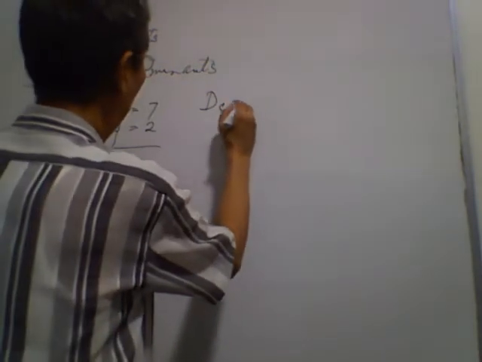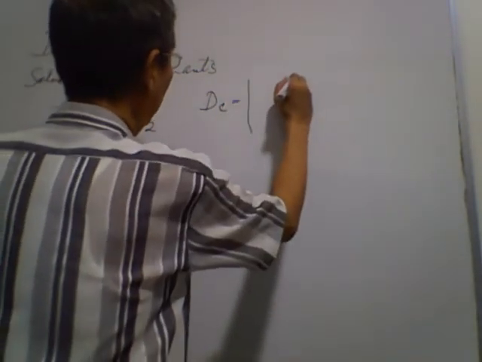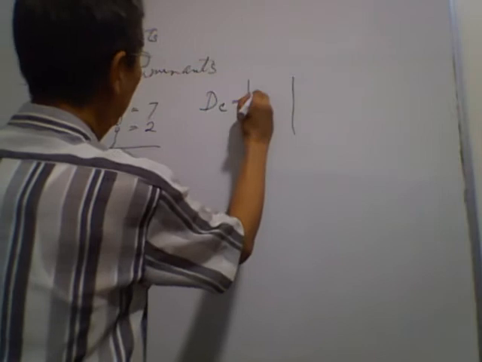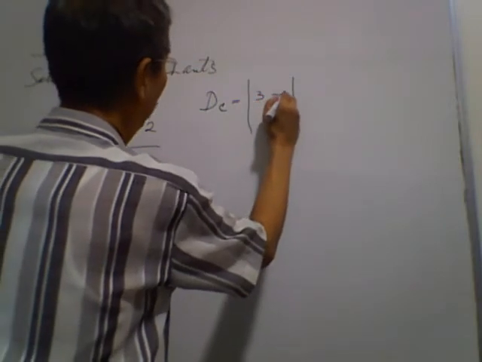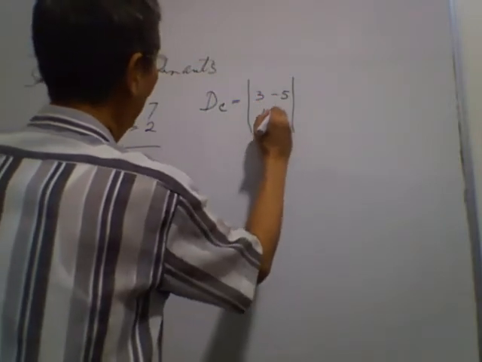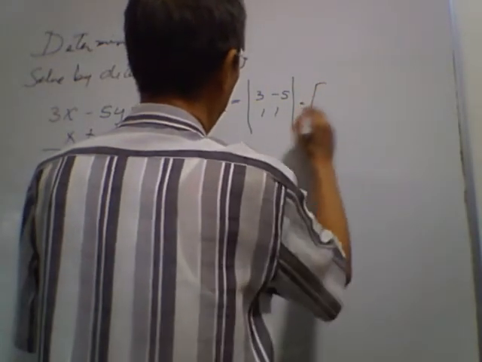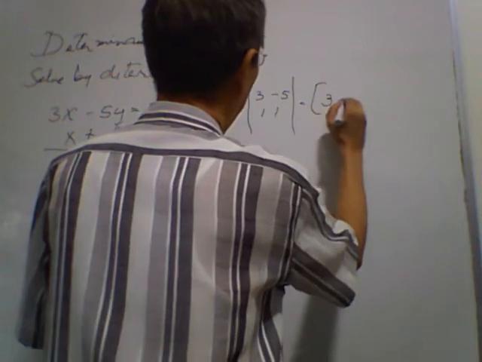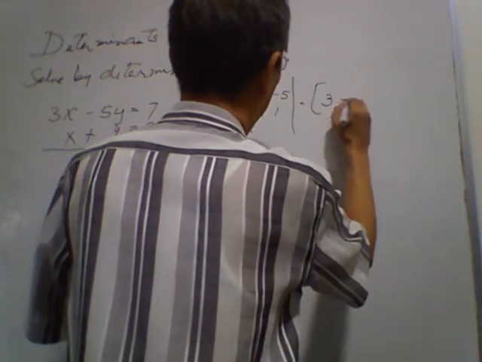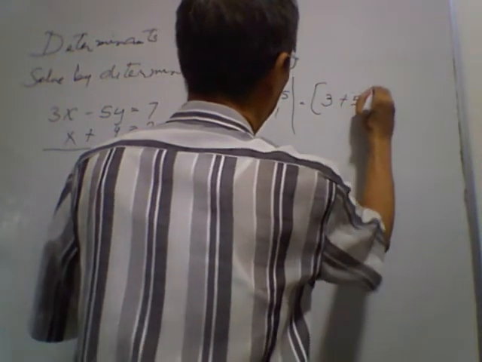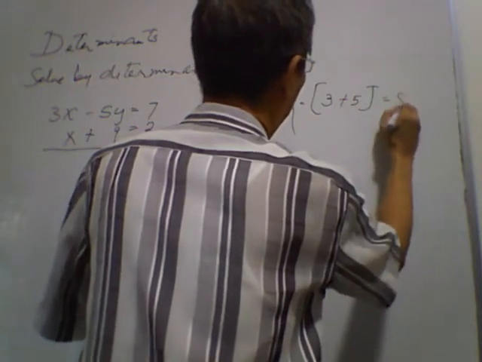So that will be equal to... we get the matrix here, 3 and -5, and 1 and 1. So that one is 3 minus -5, which is plus 5, so that is equal to 8.